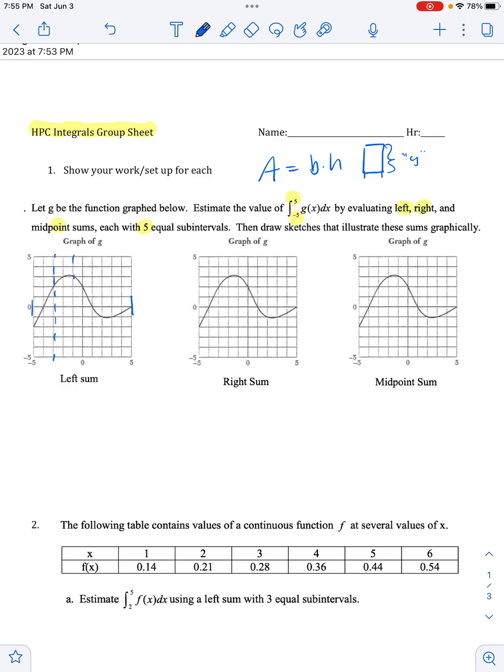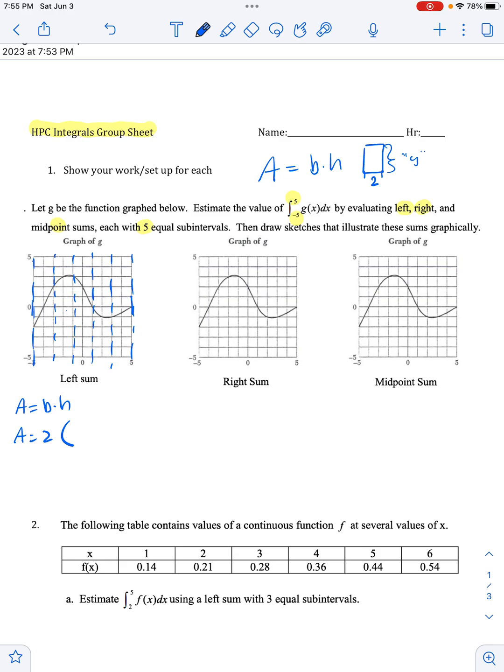So every other line, I have a new interval. So there's my 1, 2, 3, 4, 5 spaces between -5 and 5. But what that means is the base for each of these is going to be 2 wide. So when I go to do my area, I'm going to do base times height, but the base is 2 for all of them. So instead of going 2 times this height, 2 times that height, I'm just going to write the 2 once and then find each height.